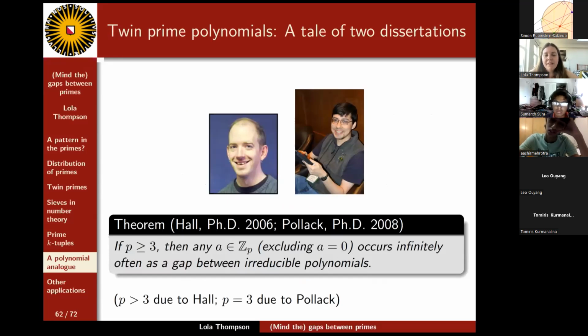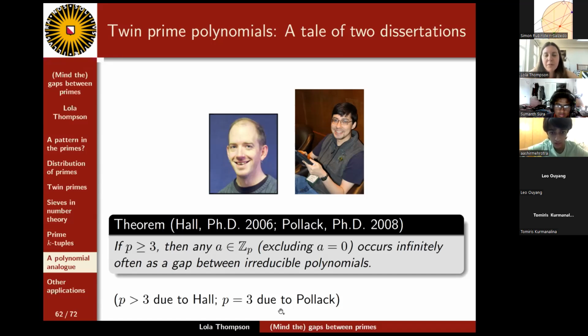Okay, so there were two people at Princeton who wrote dissertations on a similar topic, actually. There was Chris Hall and there was Paul Pollack. Chris Hall showed that if p is greater than 3, then any integer a in Z_p, except for 0, can occur infinitely often as a gap between irreducible polynomials. And then Paul Pollack showed this for the p equals 3 case as well. This was considered to be a nice result that is sort of the twin primes theorem for polynomials.